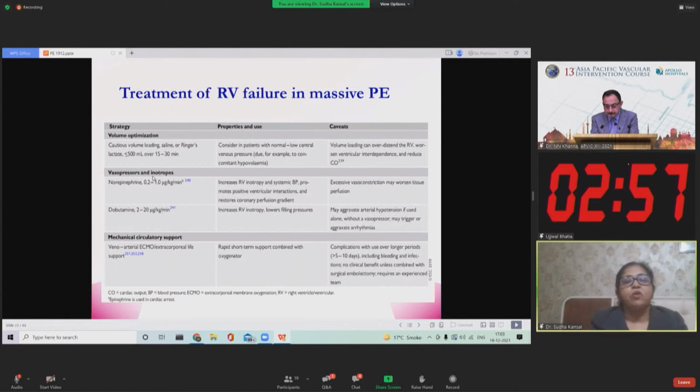So it is very important to treat RV failure because this is associated with high mortality. Caution with fluid optimization. Among vasopressors, norepinephrine is the preferred one. You can give dobutamine if the patient is able to maintain his blood pressure. And if nothing of this is helping, you have to go on to ECMO.